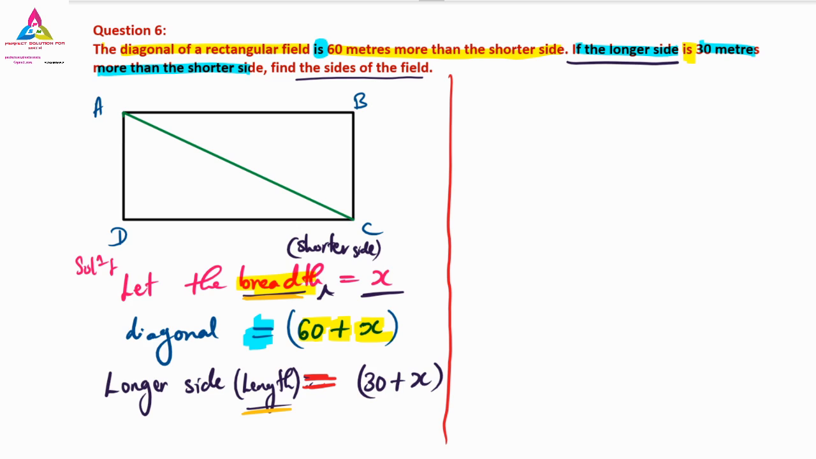We know the length is x plus 30 or 30 plus x, and the breadth we have taken as x. One more thing we know is the diagonal, which is 60 plus x. ABCD is a rectangle, where x plus 30 is the length, BC is x, and AC is 60 plus x. Which formula are you going to apply here?